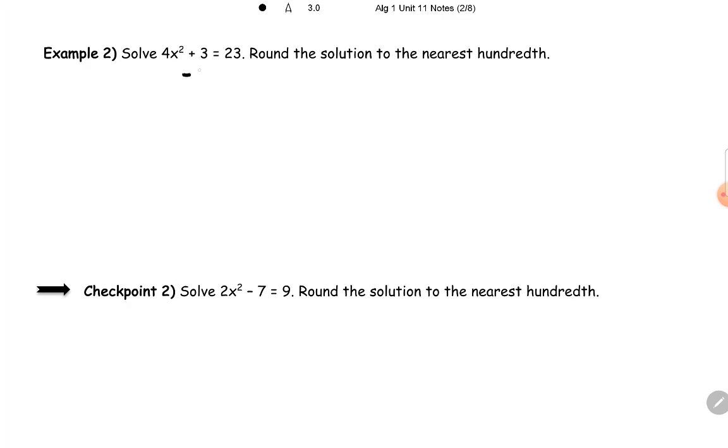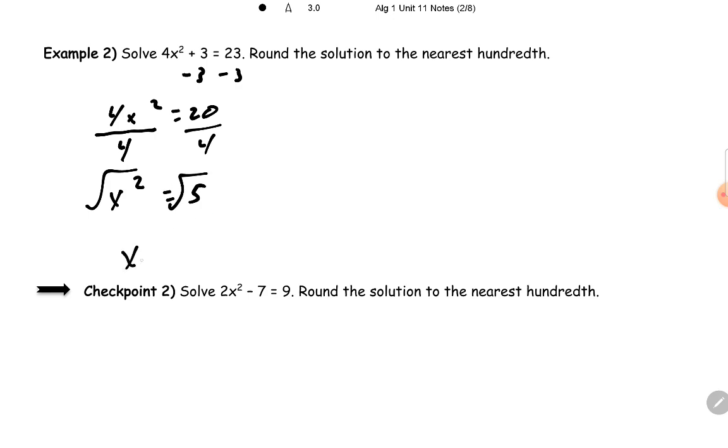Okay, we're going to first subtract 3 from both sides and get 4x squared equals 20. And then to get rid of the 4 that is being multiplied to x squared, we're going to divide both sides by 4. Get x squared equals 5. And then we're going to take the square root.